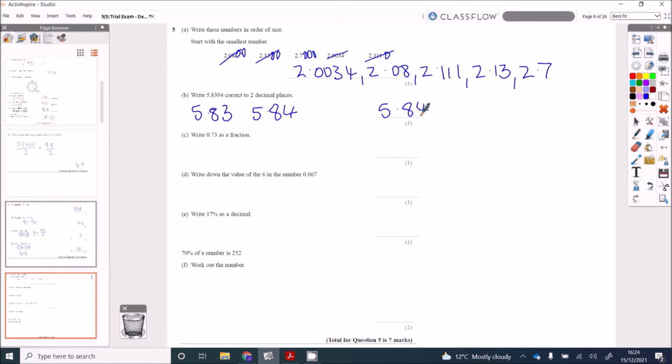Now write 0.73 as a fraction. Well, we've got the tenths column and then the hundredths column. Think of the 7 as pushing into the hundredths column. That's 73 over 100.